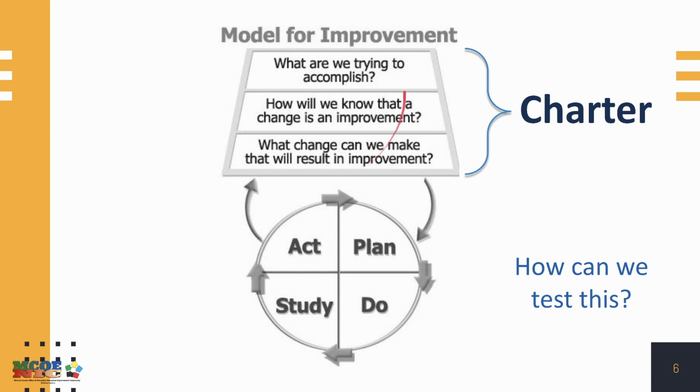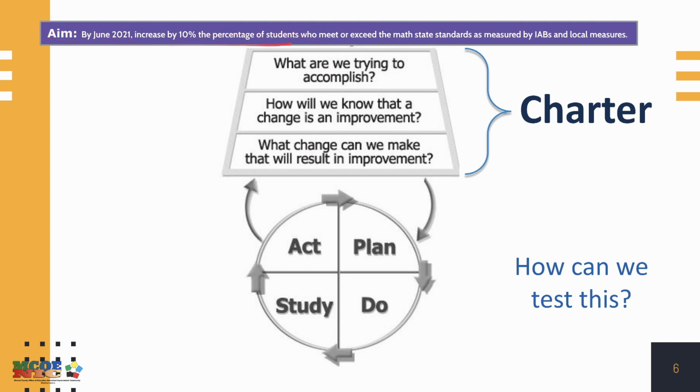For those in the know, we call this top part the charter, but really it's the stuff you already know. That beginning part is, what are we trying to accomplish? That's our aim statement. And our aim statement ultimately is by June 21, we're going to increase by 10% the percentage of students who meet or exceed the math state standards as measured by the IABs, right? So that's our big aim statement.